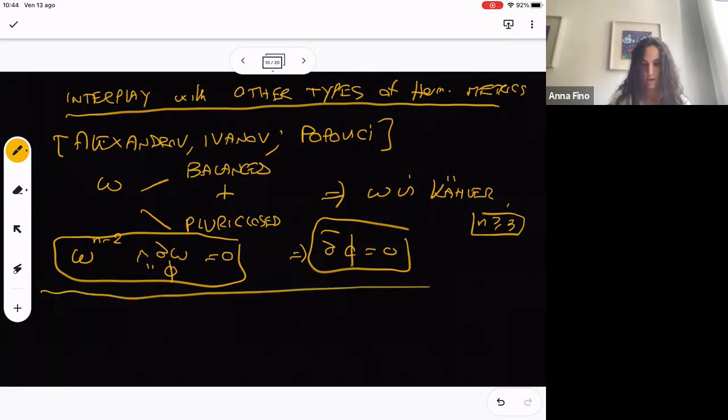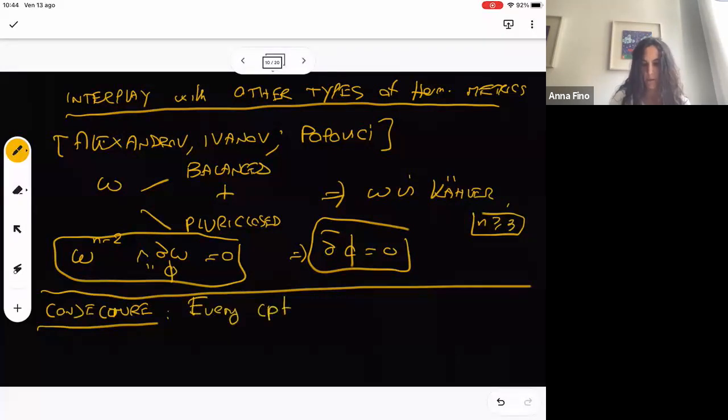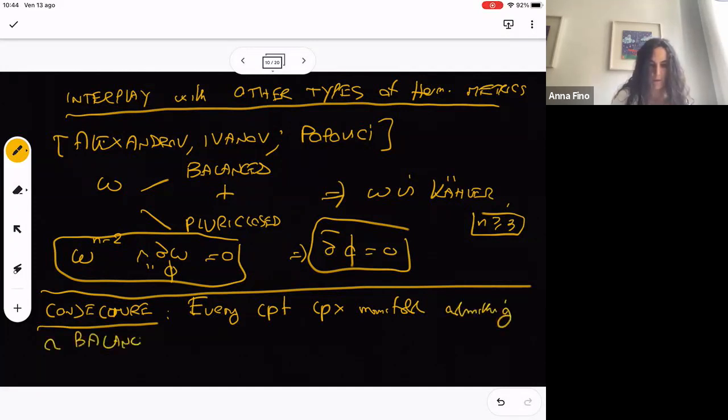We conjectured with Bazzoni, since we have evidence from many examples, that every compact complex manifold admitting a balanced metric omega and another, let's say, omega tilde, which is a pluriclosed metric, is Kähler.